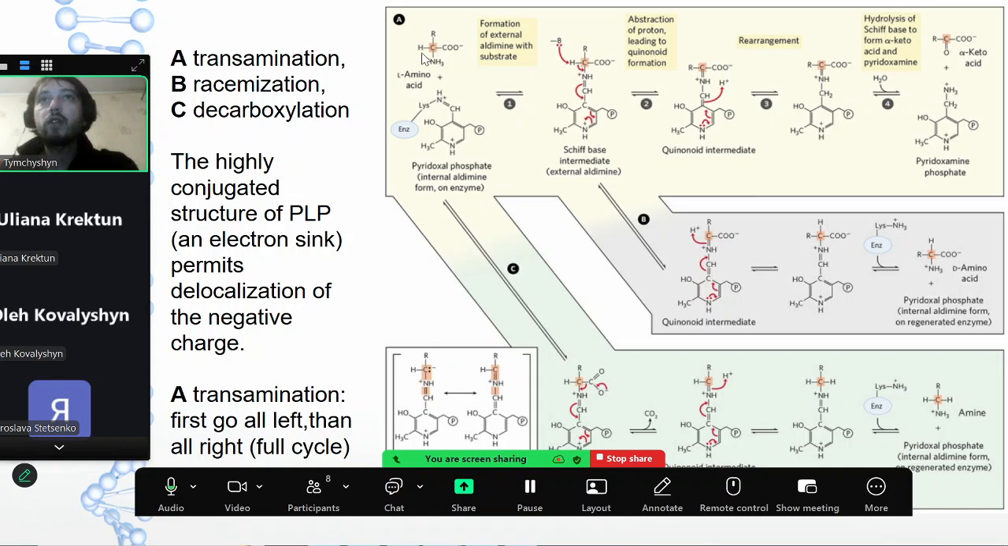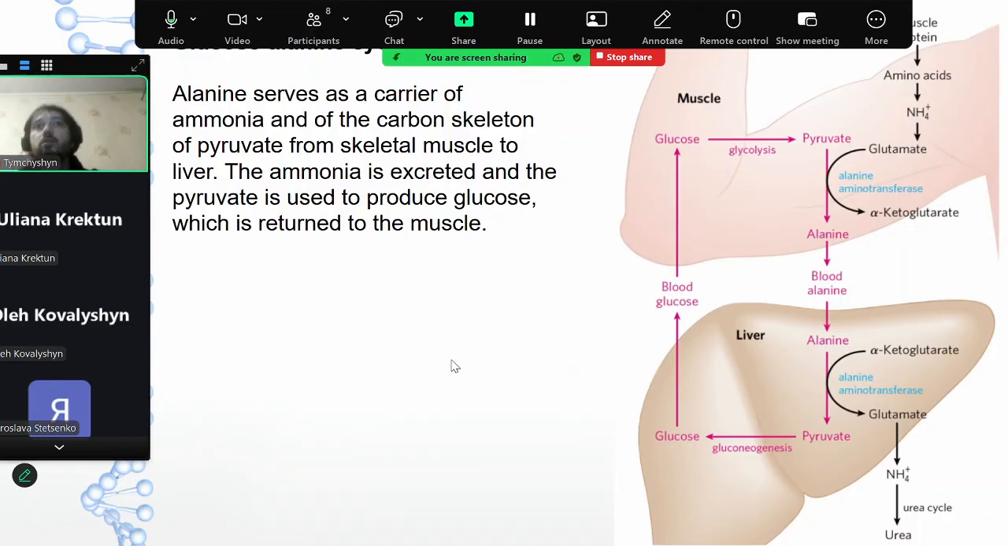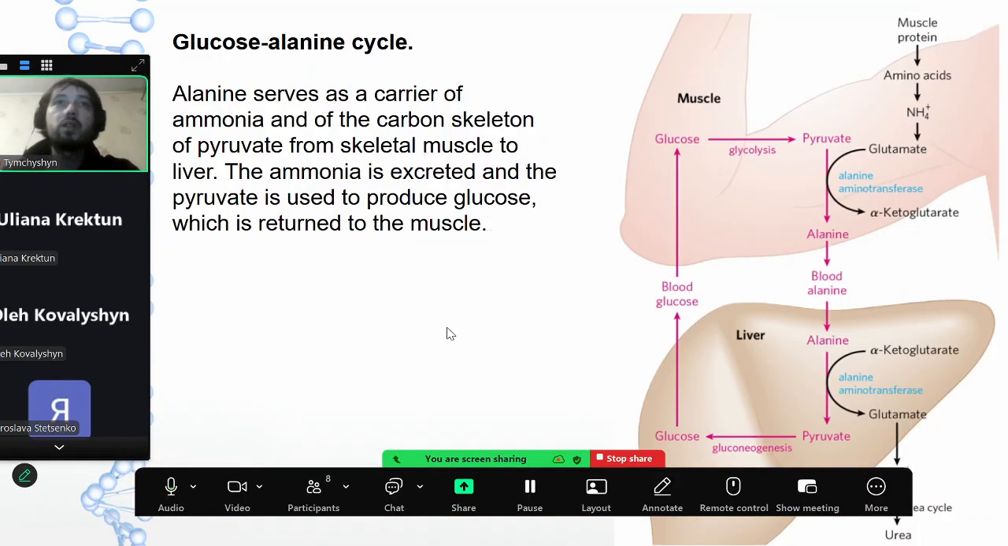So in one direction it takes away the nitrogen atom from the amino acid and transforms that into an alpha keto acid. In the other direction, a different alpha keto acid may come here and get back the nitrogen. And here you see some other reactions that are performed with this PLP.